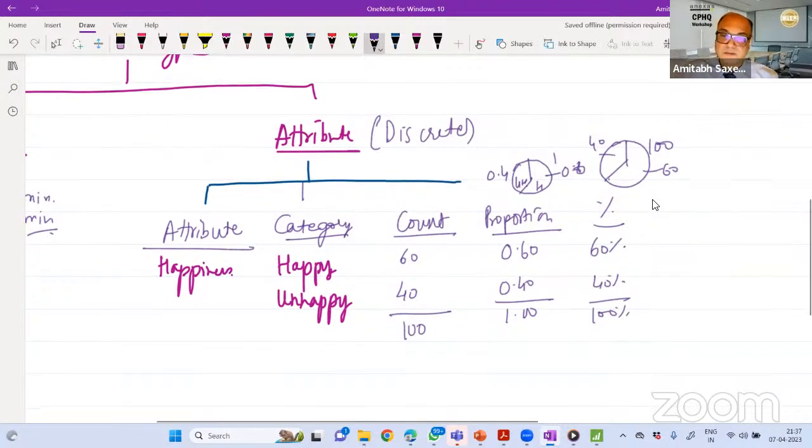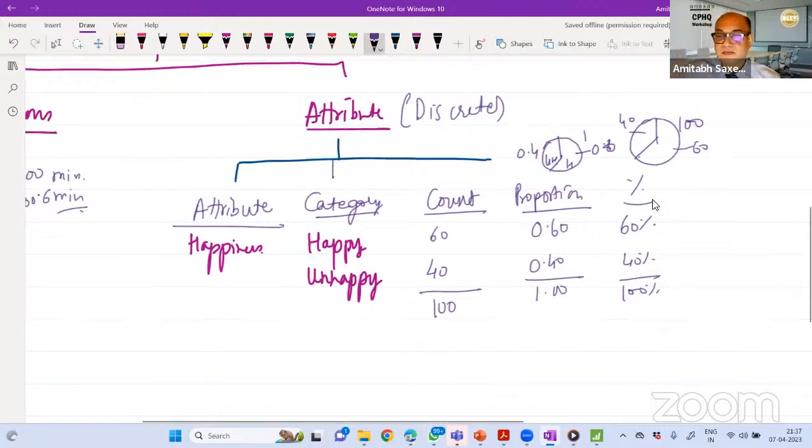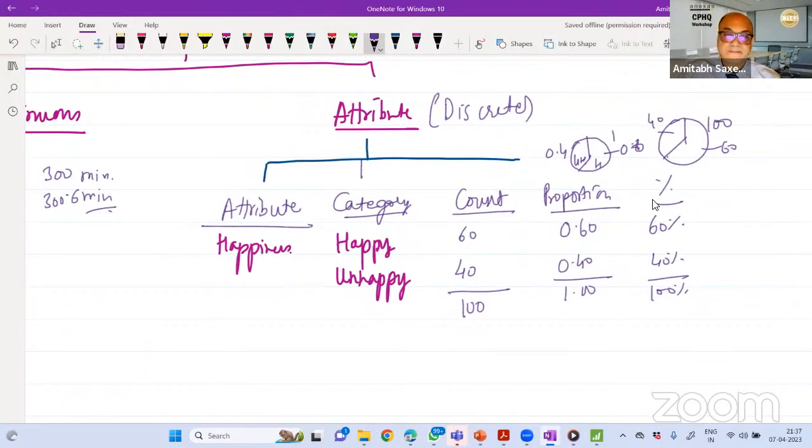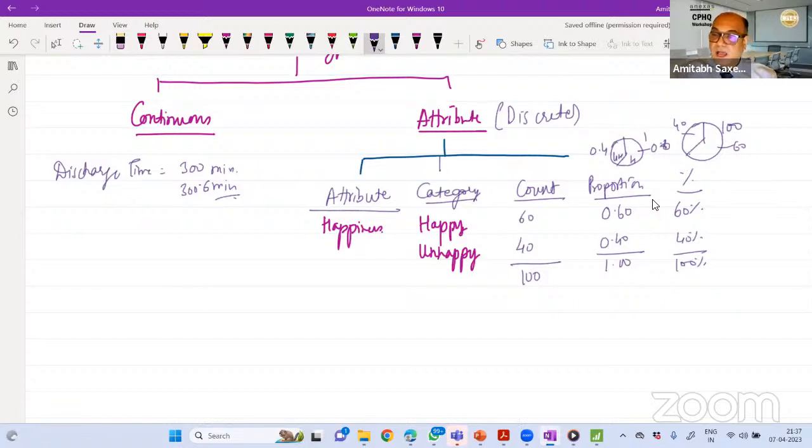Now, this is what the different types of data are: attribute and continuous data. Now, please understand, when I am collecting continuous data, the most appropriate way to represent the data in graphical format is making a histogram. If I take the example of discharge time, the histogram looks like a bar graph.